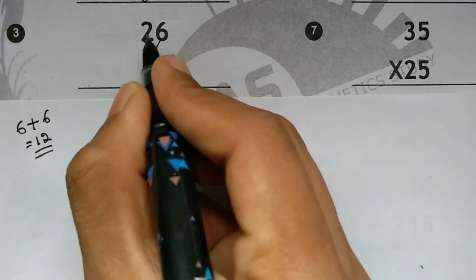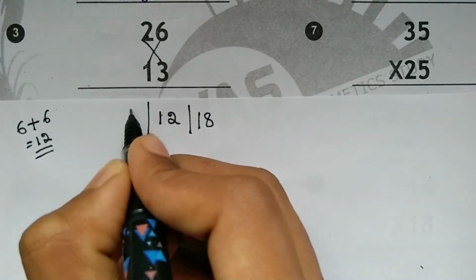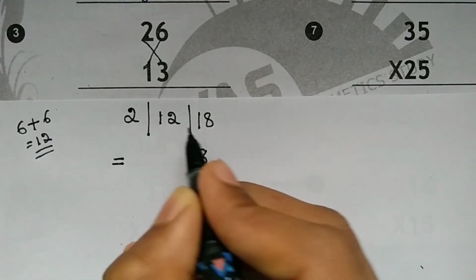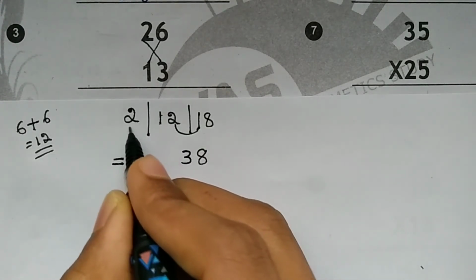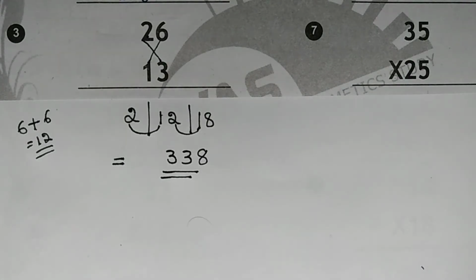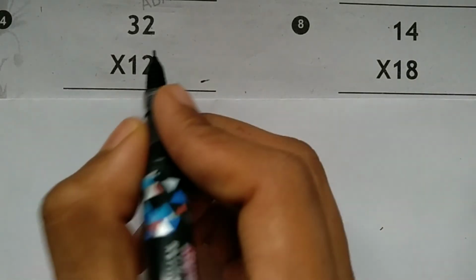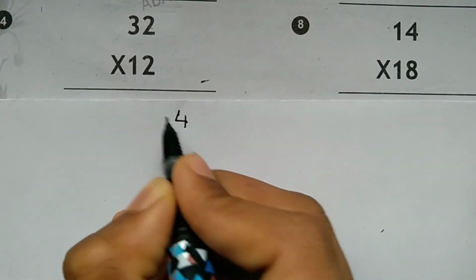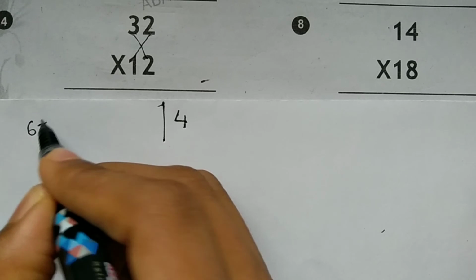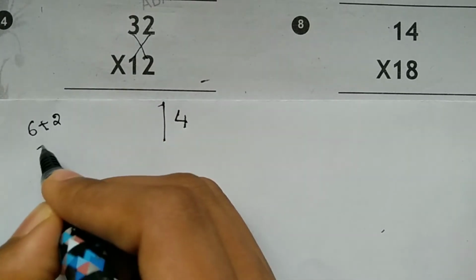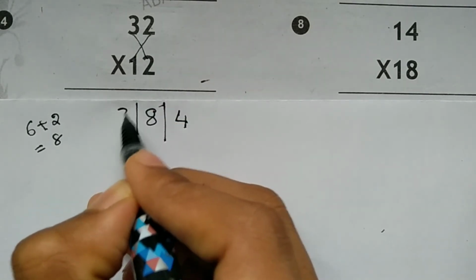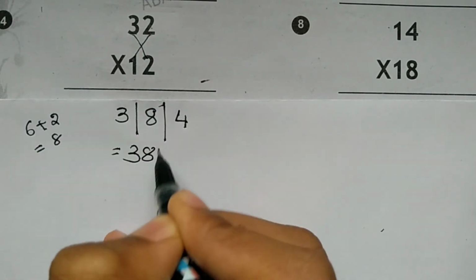Then first two digits 2 and 1, that is 2 into 1 is 2. The final answer is here 8 as it is. 2 and 1 3, 2 and 1 is 3. The final answer is 338. Next problem, 2 into 2 is 4, 3 into 2 is 6, and 1 into 2 is 2, 8. Then first digit 3 and 1, that is 3. The final answer is 384.